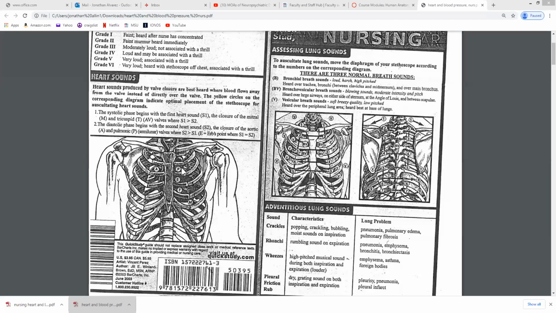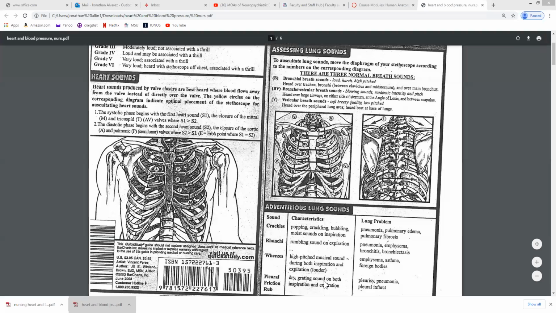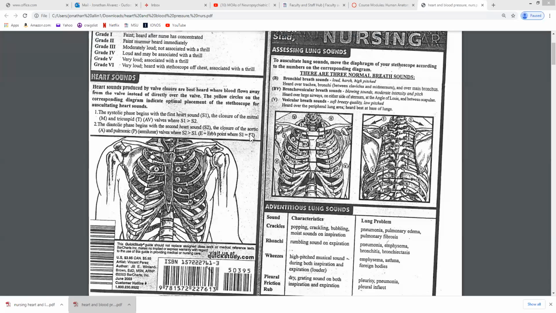Okay, then you go down to the third intercostal space on the left, and that E stands for Erb's point. Erb's point, which is right here, is where the S1 and S2 heart sounds are equal in pitch.